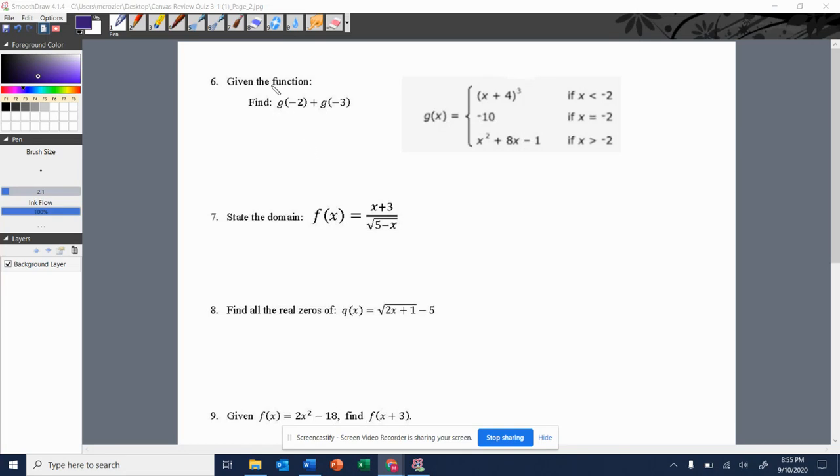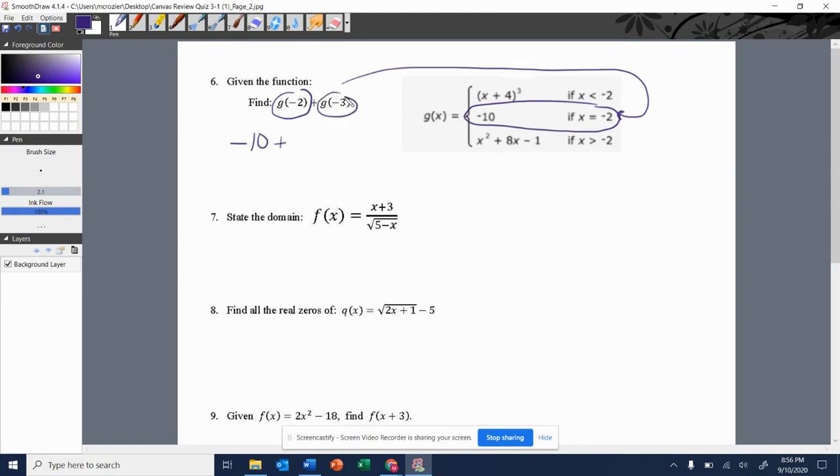All right, here's some help for problem 6 through 10. Piecewise function. First off, g of -2. Well, that would flow into this part of the piecewise function. And if I plug in -2 over here, there's nowhere to plug it in. So I just use the -10.